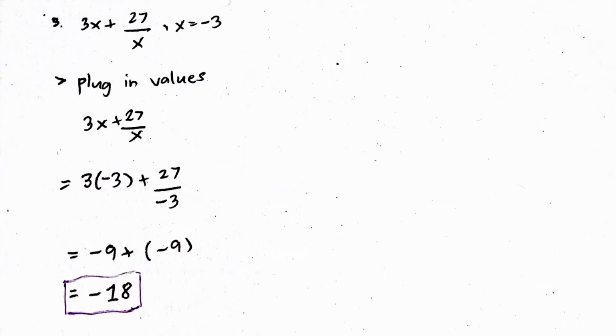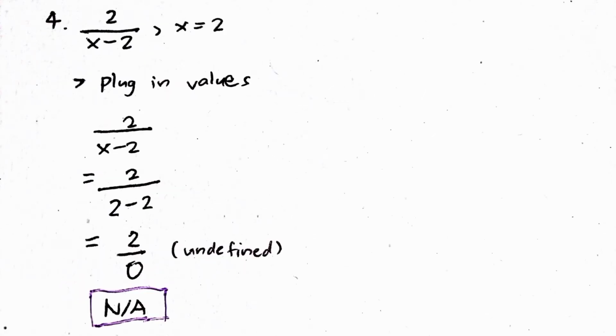Number 3, same, plug in values. So we'll have 3 multiplied by negative 3 plus 27 all over negative 3, which will equal negative 18. Number 4, do the same, plug in values. So we'll have 2 all over 2 minus 2, which is equal to 2 over 0. However, 2 all over 0 is undefined. So the answer for number 4 is NA, not available.